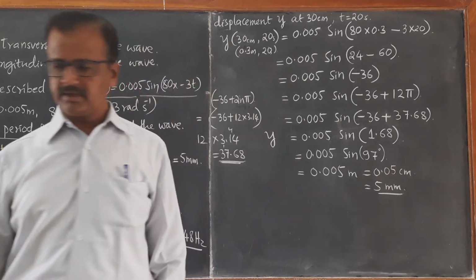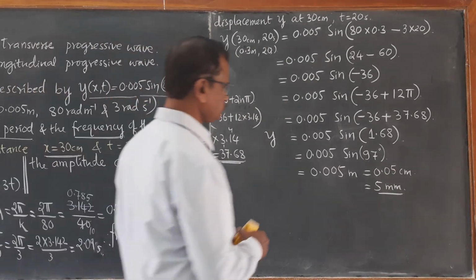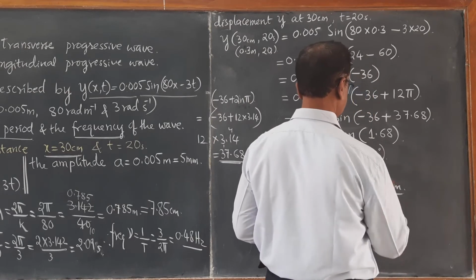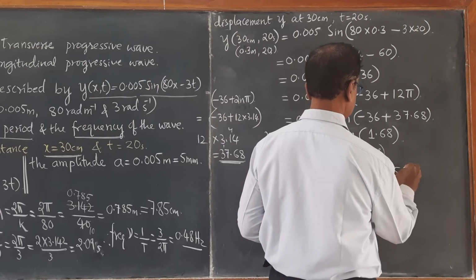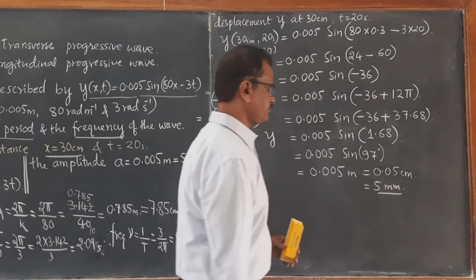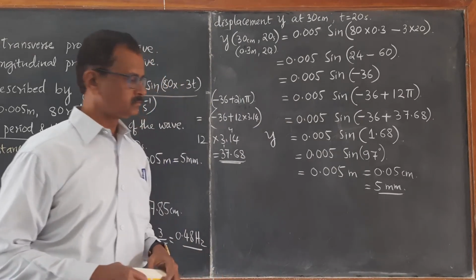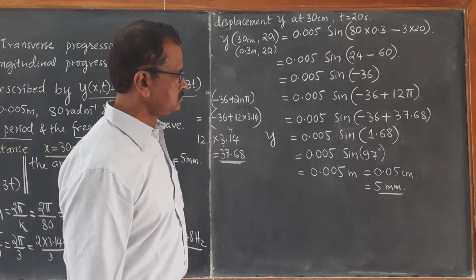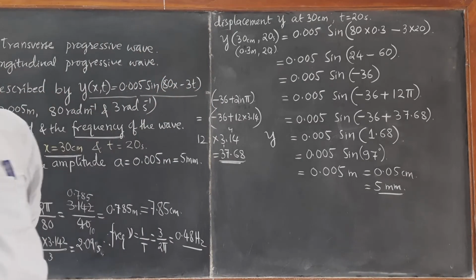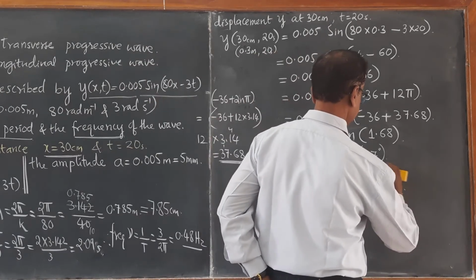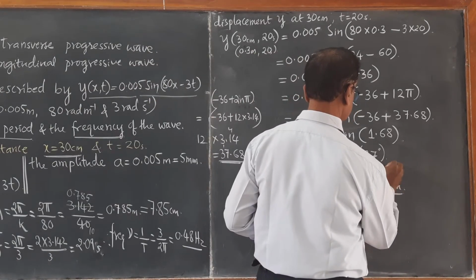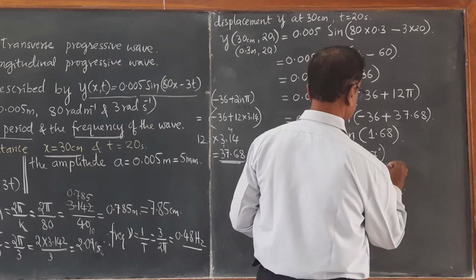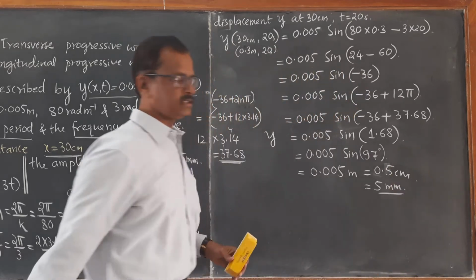0.5 centimeter is equal to 5 millimeter, half centimeter. I think it is 0.5 centimeter. That is equal to 5 millimeter.